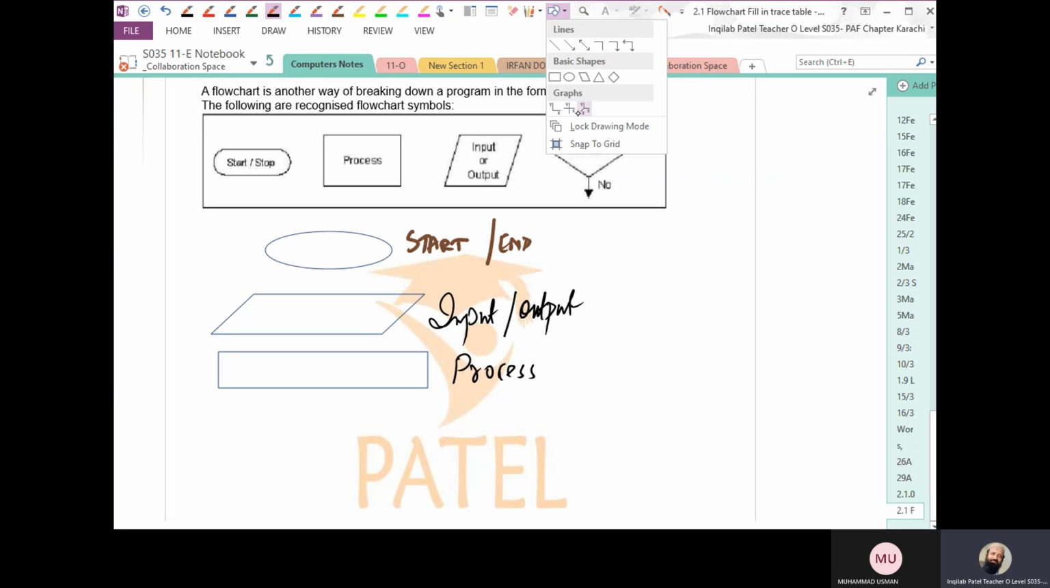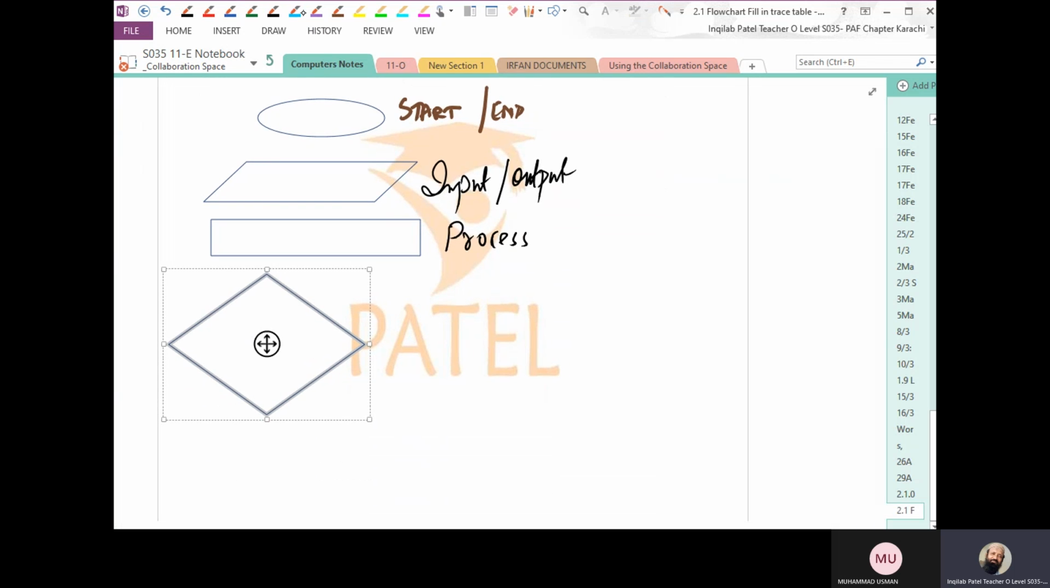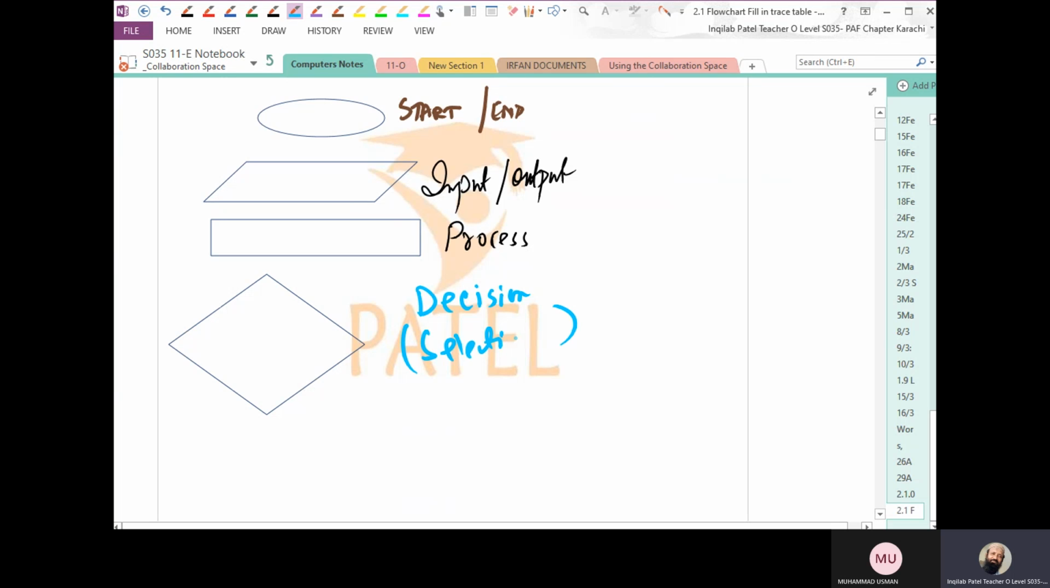Then we have another symbol. This is for decision. This symbol is used for decision, and you may say this symbol is used for selection and repetition both. Right? So these are the four symbols which are used in a flowchart.